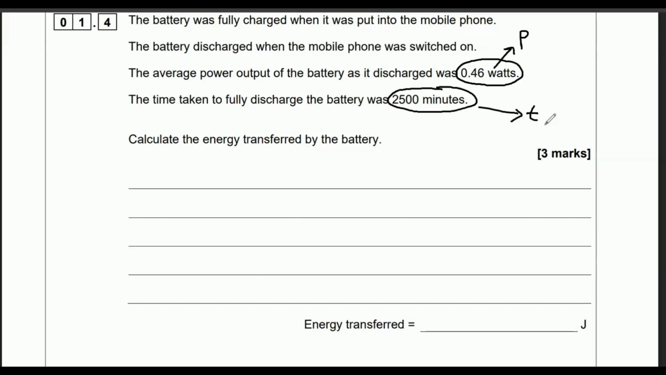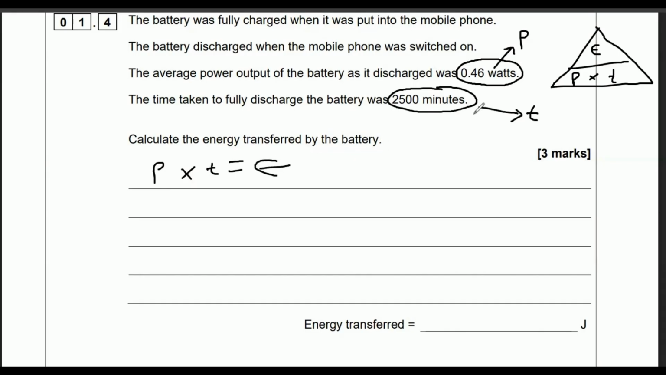Hey, I've got power and time, so I'm probably going to be using, especially as they gave us this equation beforehand. But yeah, it's the way to kind of work out what equation you need from your equation sheet. Calculate the energy transferred by the battery. So yes, they want energy. It's P times T. It's 3 marks. So we want to do power times time equals energy.